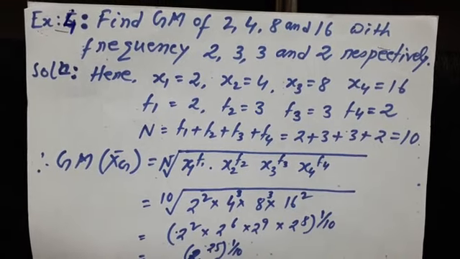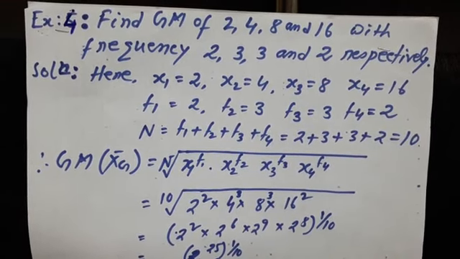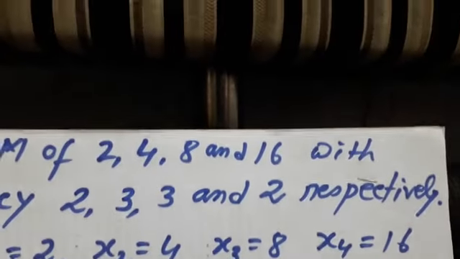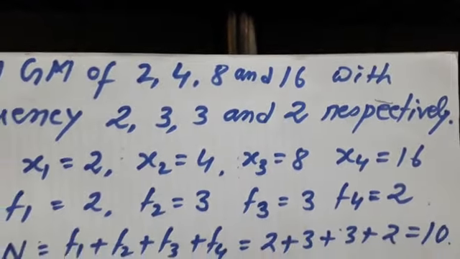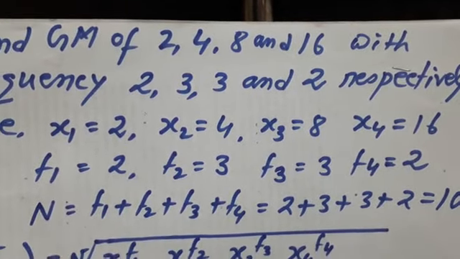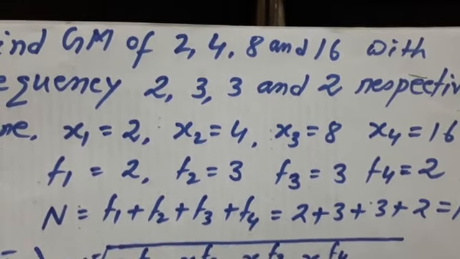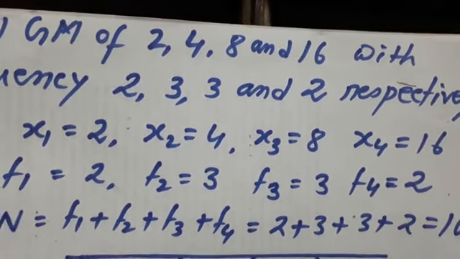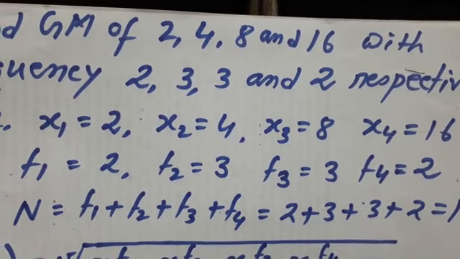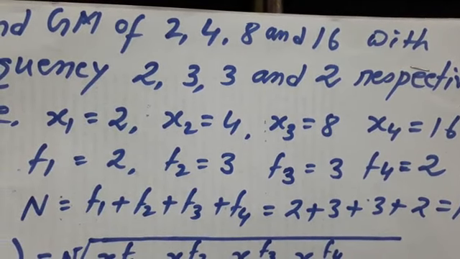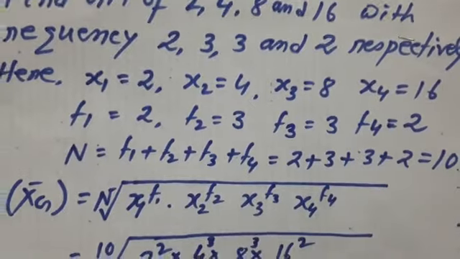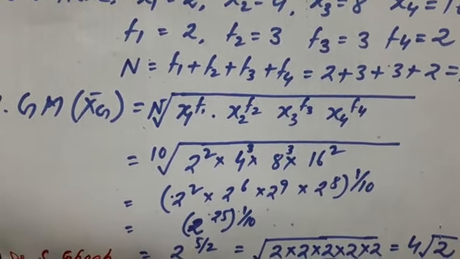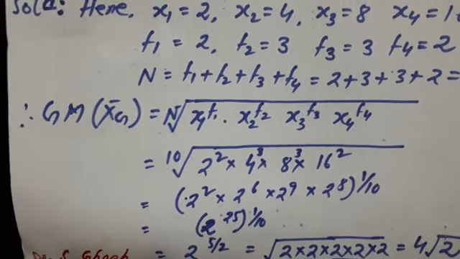Means here there are the observations x1 equals 2, x2 equals 4, x3 equals 8 and x4 equals 16. Now their respective frequencies, f1 equals 2, f2 equals 3, f3 equals 3 and f4 equals 2. Now what is the total sum of frequency? f1 plus f2 plus f3 plus f4, getting all this, we have got 10. Now we will apply the formula.